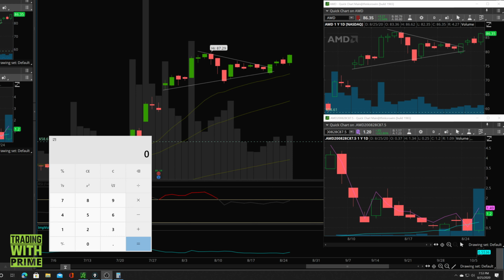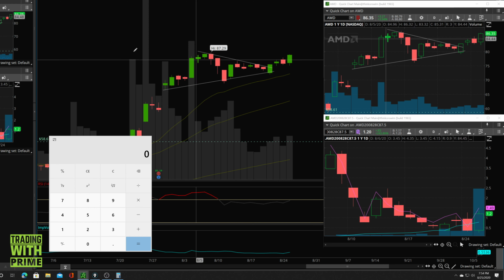Today I'm going to go over how I choose the best option contract. First thing we have to ask ourselves, the very first thing, is what time frame are we trading on? Are we speculating that a stock will be at a certain price by Friday, or are we speculating that a stock will be at a certain price by January or December?